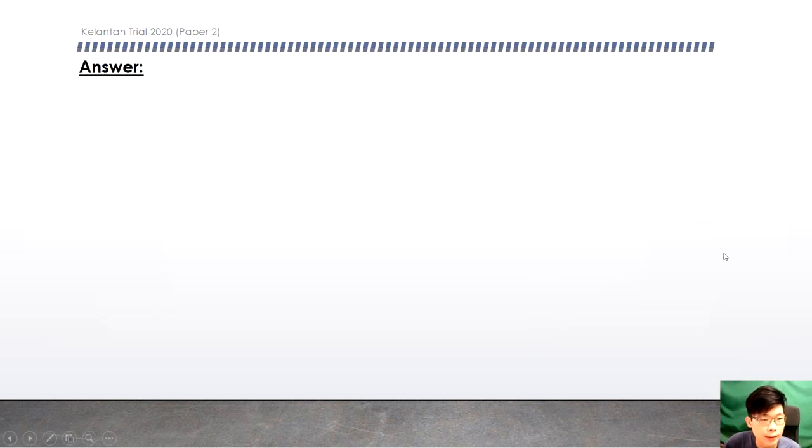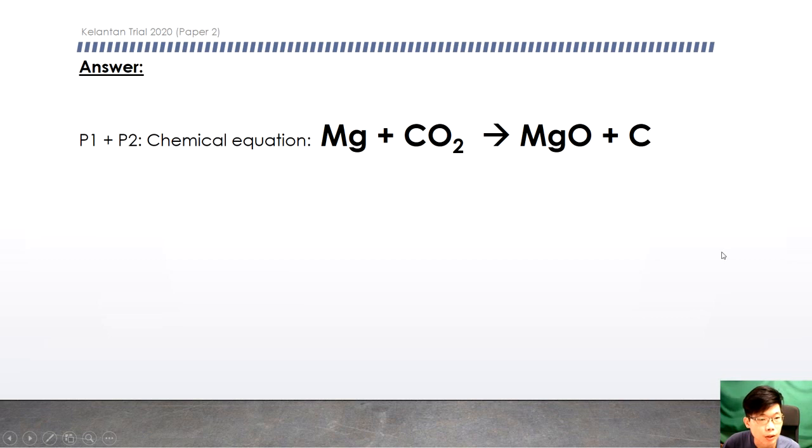So, suggested answer. Point 1 and point 2, you should write the chemical equation. Magnesium reacts with carbon dioxide, producing magnesium oxide and carbon. Then you should balance the equation. Oxygen has 2 atoms here and 1 here, so this one should be times 2. Then for magnesium, now there are 2 magnesium atoms here, so this one times 2, so that it is balanced. So those are point 1 and point 2.